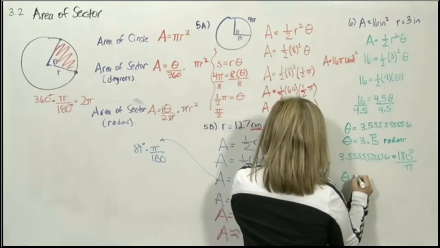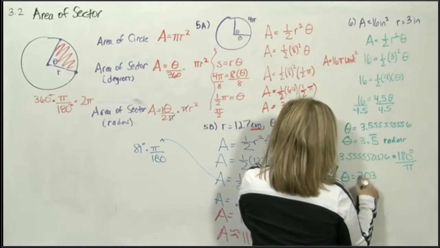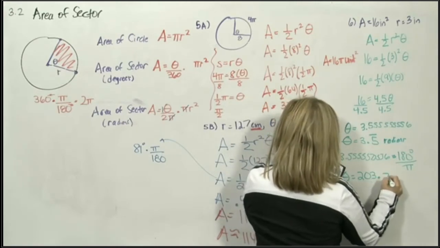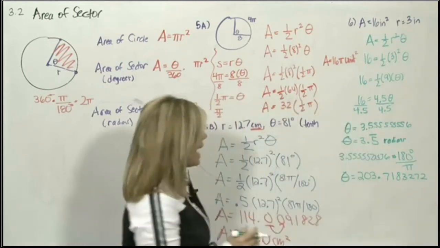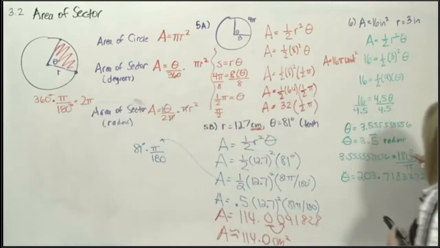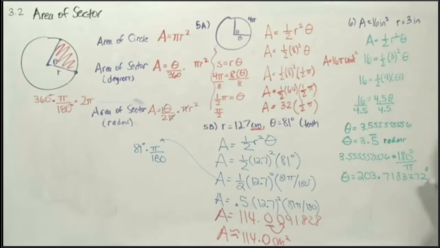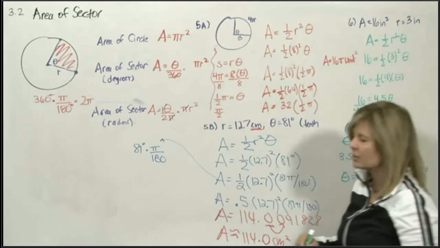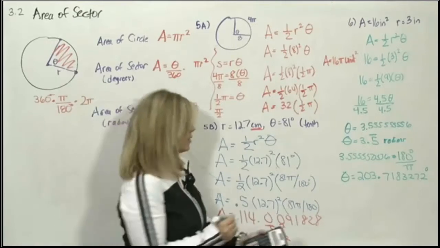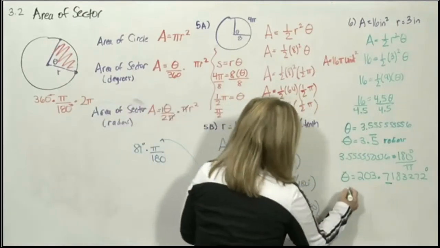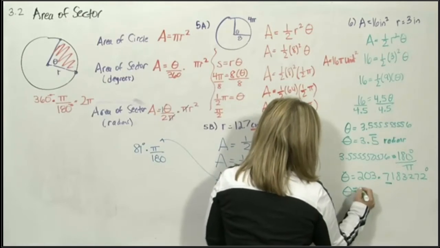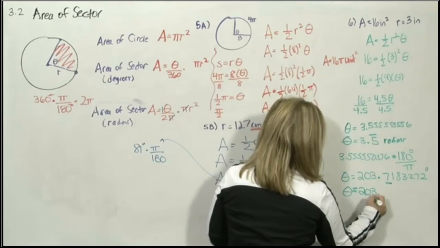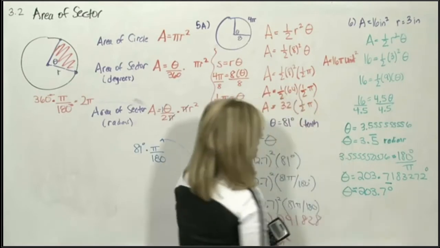So theta is 203.7183272. That's degrees. See in my conversion, there's a degree symbol, so put the degree symbol. Now, I believe the homework said to round that to the nearest tenth. So 7 is in the tenths. It would stay a 7 because there's a 1 behind it. So this is approximately 203.7 degrees.